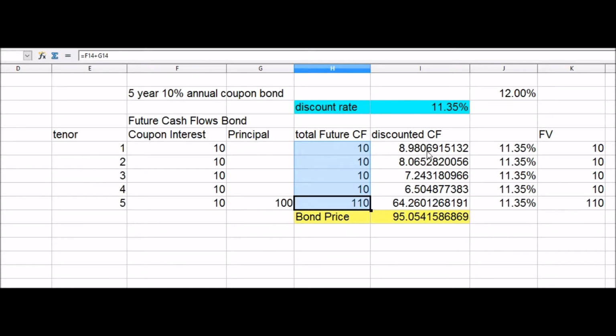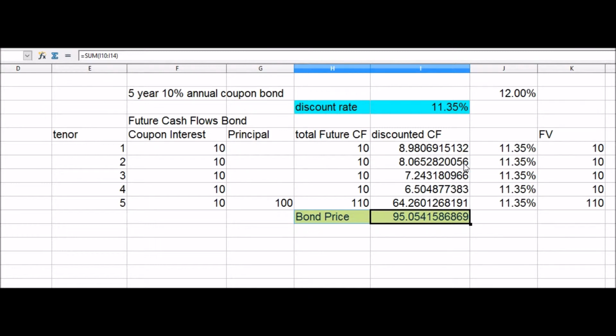In column I, you have the discounted cash flows. So each cash flow is discounted for that tenor based on the discount rate of 11.35%. When you add all the cash flows, you get the price of the bond, which is 95.05. The discount rate is the required rate of return.